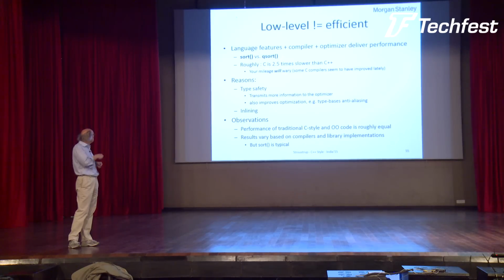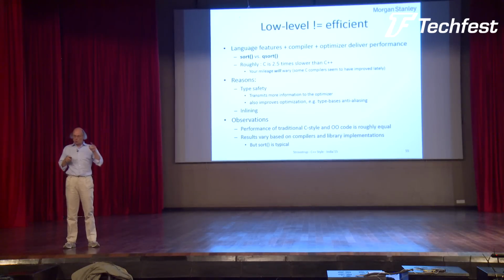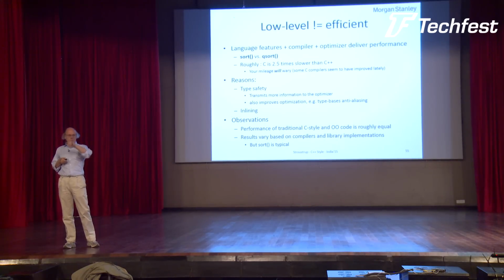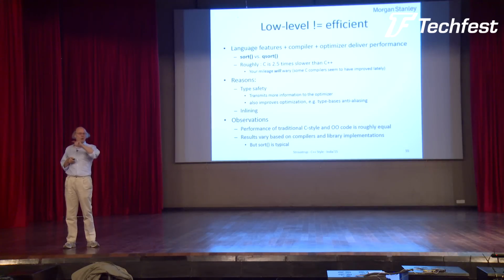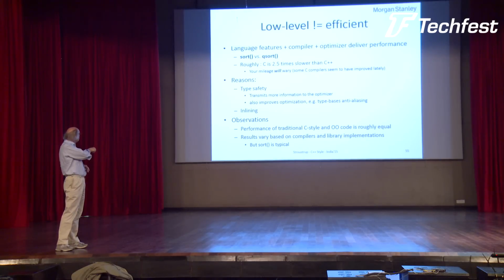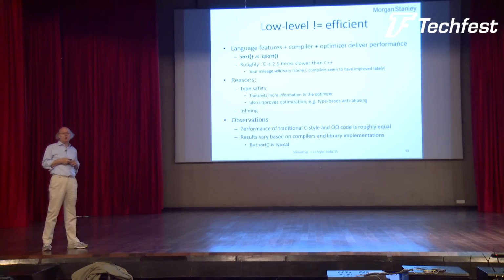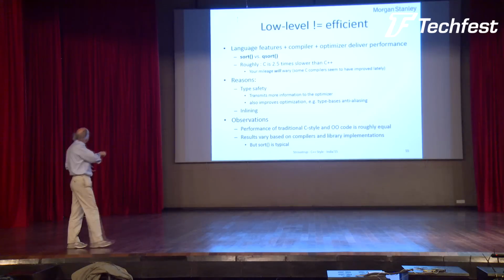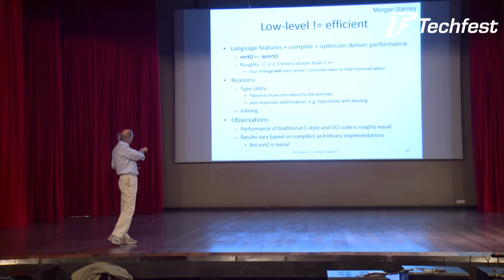Last time I did it, the C was 2.5 times slower than the C++. In other words, the low-level C was slow, the high-level C++, which is type-safe, generic, general, and such, was faster. And the reason is that type safety gives more information to the optimizer, and in particular, you have inlining that works.